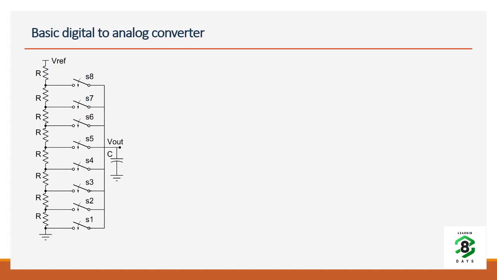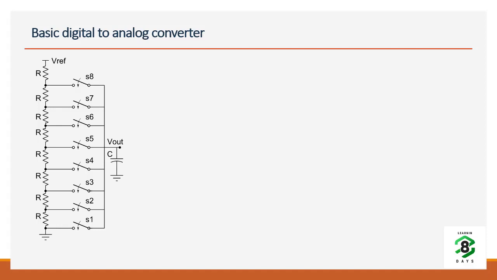I have a voltage source which is called Vref, and I have connected 8 identical resistors in series from Vref to ground. Okay, 8 identical resistors, that is more important. Resistors are identical. So if the resistors are identical, what will be the voltage across each resistor over here? The voltage across each resistor is Vref by 8.